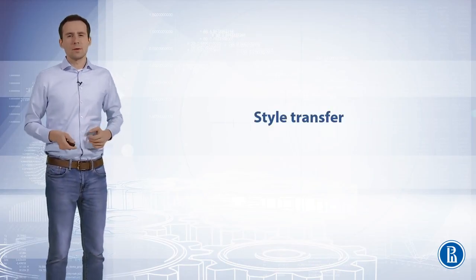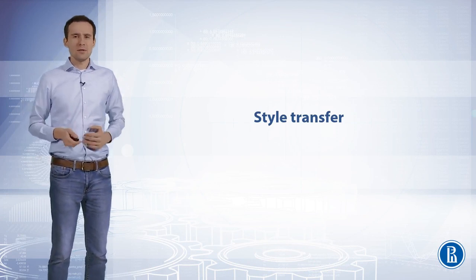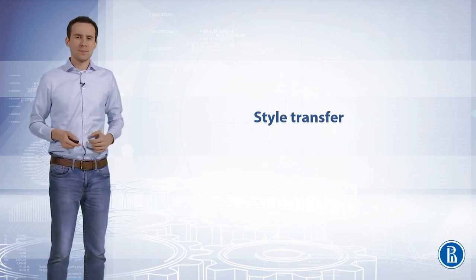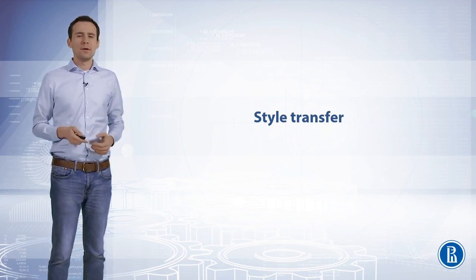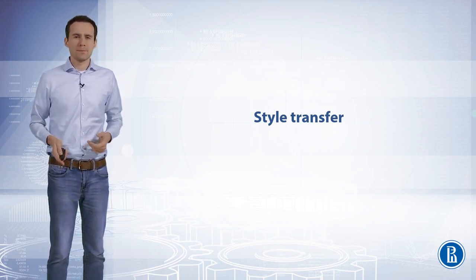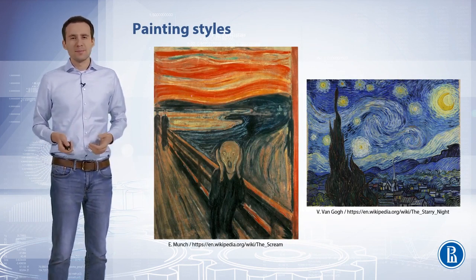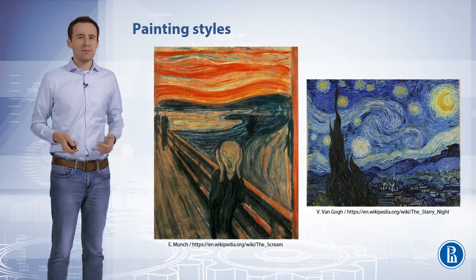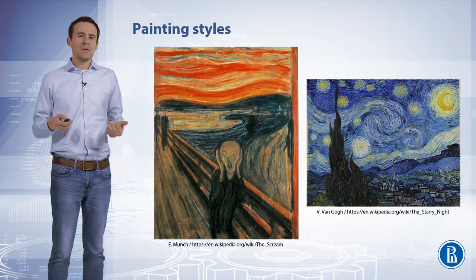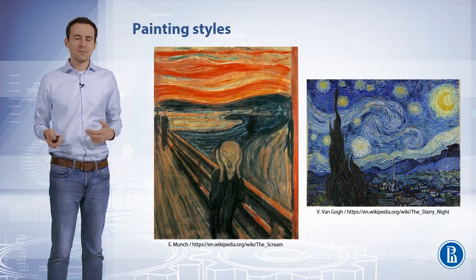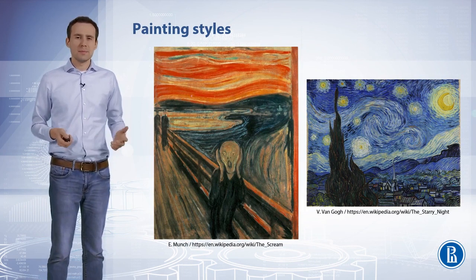In this video, we're going to learn how to design a computer vision algorithm to produce artworks. In other words, how to perform the so-called style transfer. Painting is a popular form of art. For hundreds of years, people have been attracted by the art of painting with the advent of many fantastic artworks, such as these two depicted on the slide.